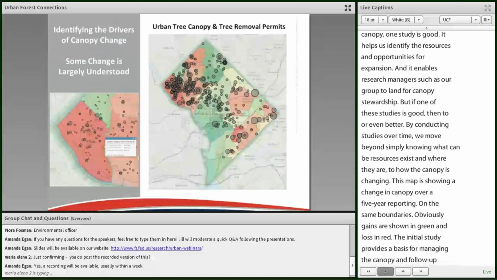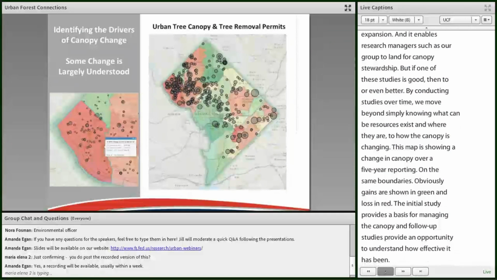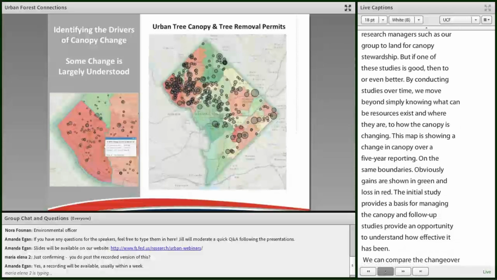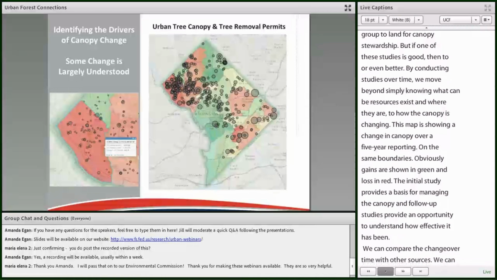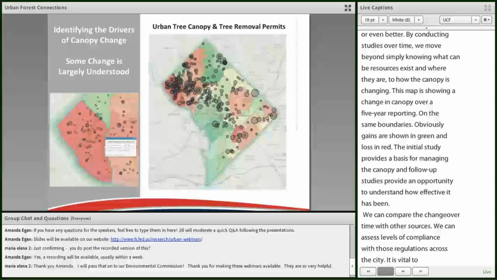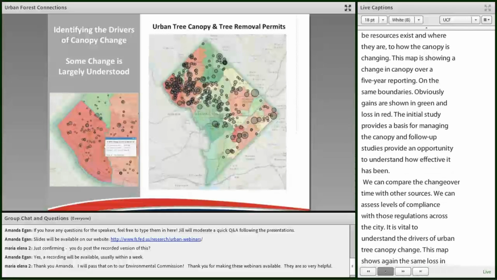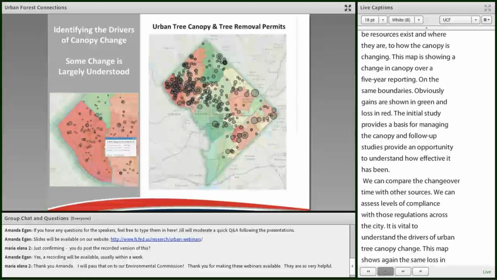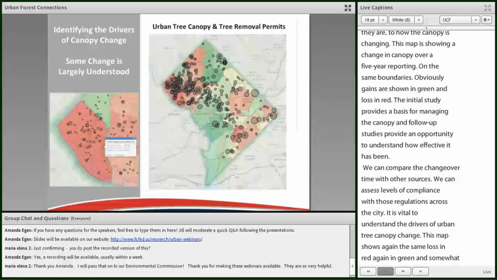We can also compare canopy change over time with other data sources, such as the tree removal permit data that we issue and regulate. And we can assess levels of compliance with those regulations across the city, which is vital to understanding some of the drivers of urban tree canopy change. This map shows, again, the same tree canopy loss in red and gain in green, and these somewhat transparent circles of different size are private tree removal permits. The larger the circle, the greater the aggregate diameter of trees removed from the site.